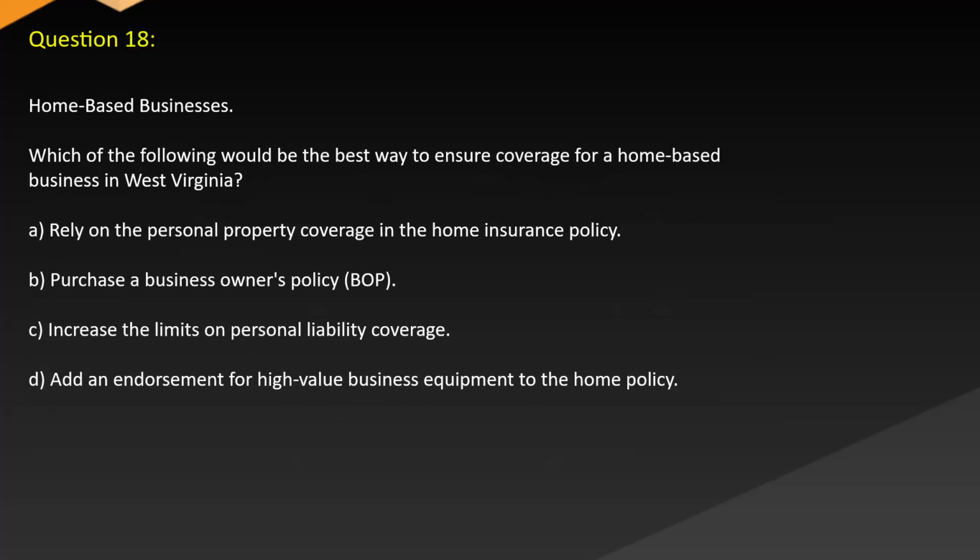Home-based businesses. Which of the following would be the best way to ensure coverage for a home-based business in West Virginia? A. Rely on the personal property coverage in the home insurance policy. B. Purchase a business owner's policy. C. Increase the limits on personal liability coverage. D. Add an endorsement for high-value business equipment to the home policy.